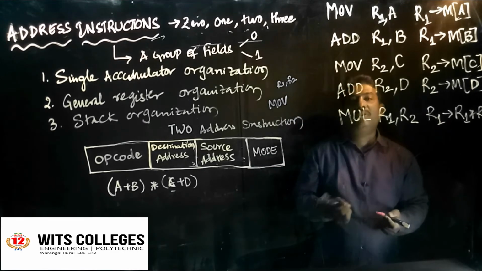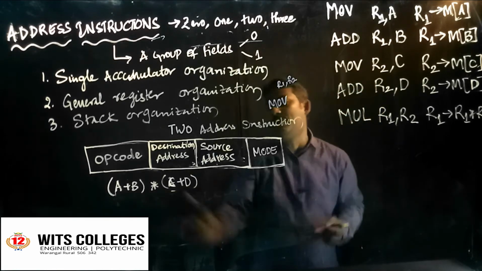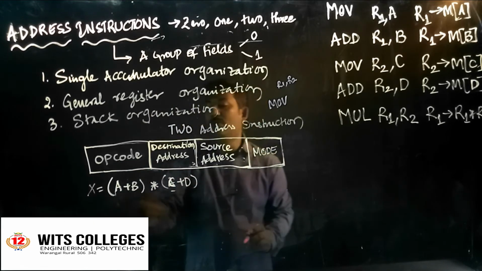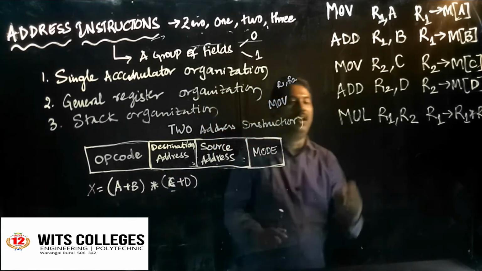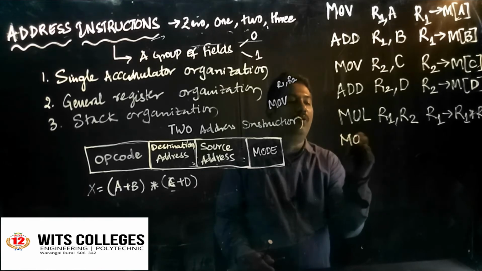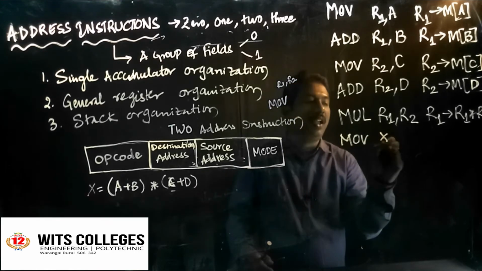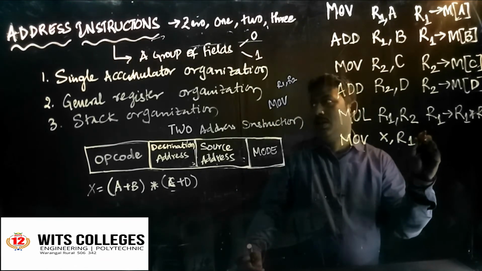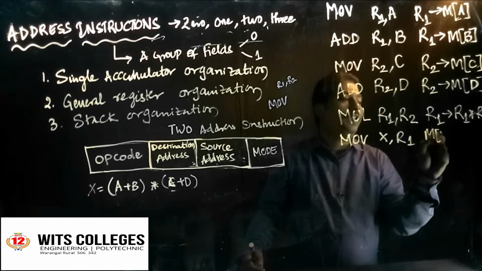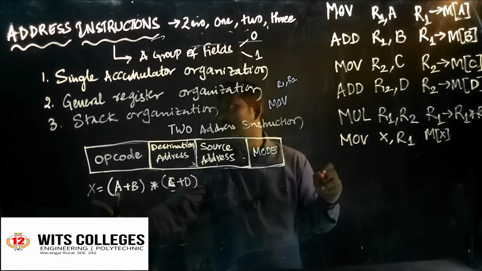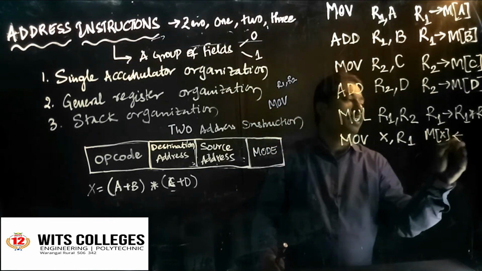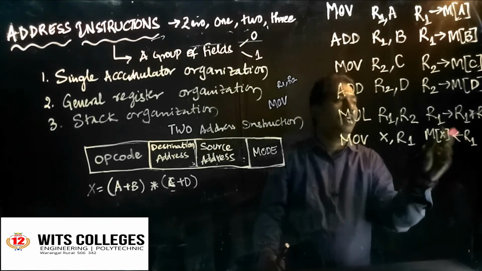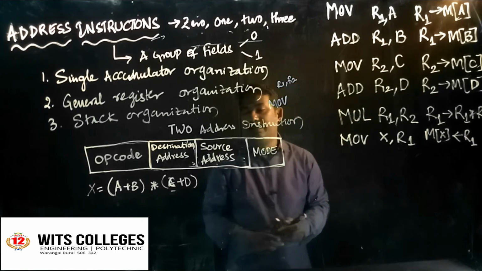Now we have to transfer the result, so the output will be X equal to this one. I have to store this total result in X. For that I will use MOV X, comma R1, so memory of X stands to R1. Whatever is there in R1 will be stored in X.